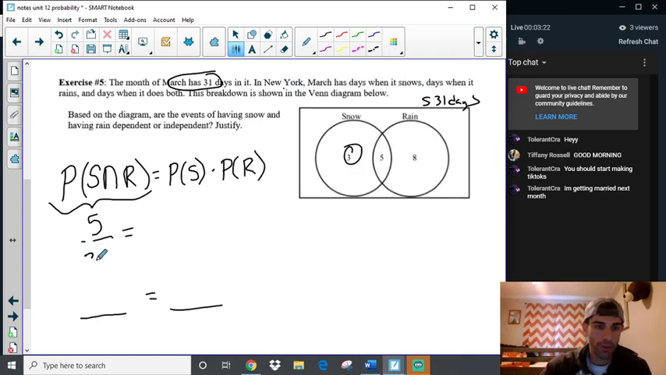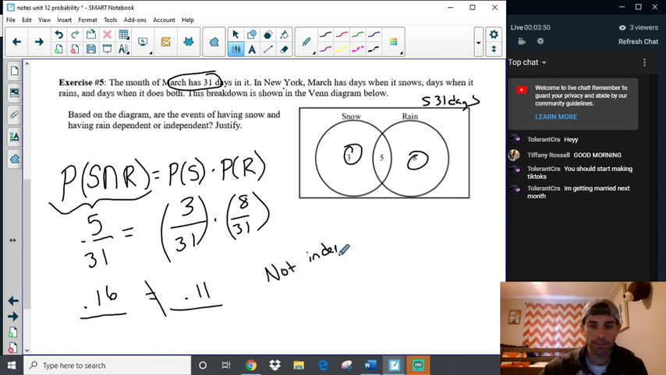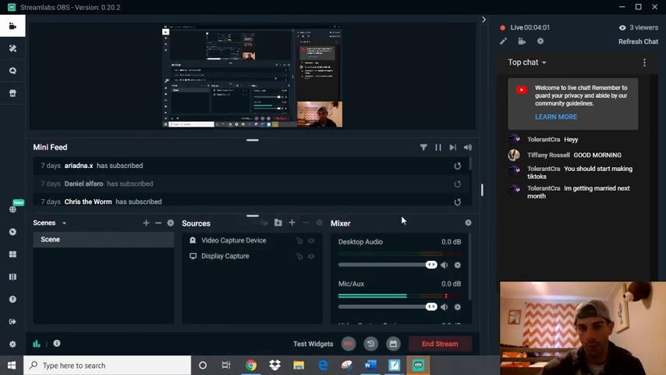Okay, so 5 over 31. The probability that it is going to snow, there were 3 of those out of the total of 31. The probability that it is going to rain, there were 8 of them out of 31. And you nice and carefully throw that into your calculator. Here is going to be 0.16, and here is going to be 0.11. So these two are not equal to each other, so we would say they are not independent, or that they are dependent, and here it is me justifying my response. Okay, so that's kind of a rundown on what you looked at over the weekend, hopefully.